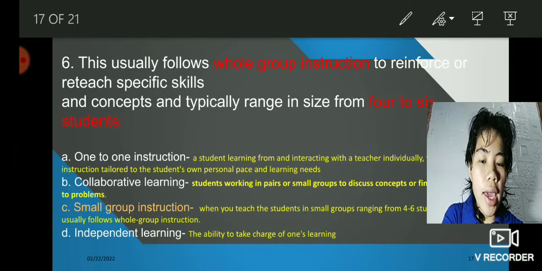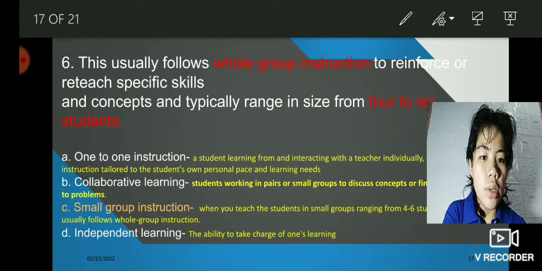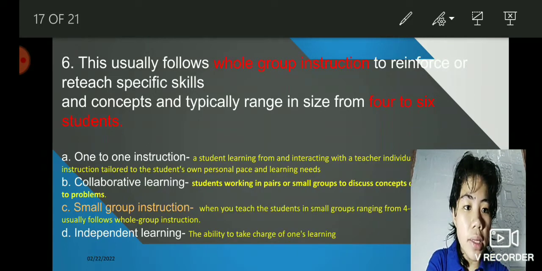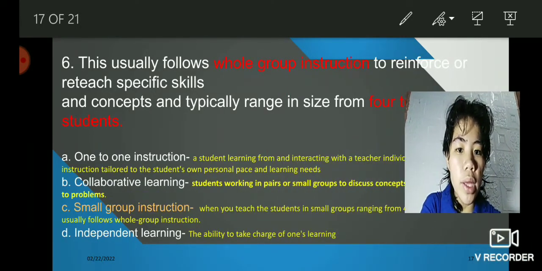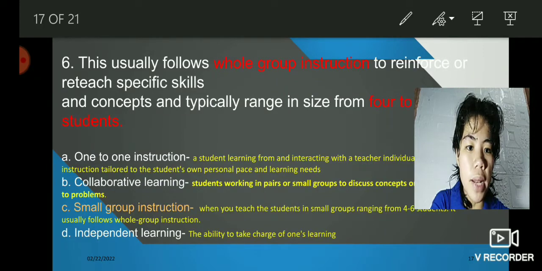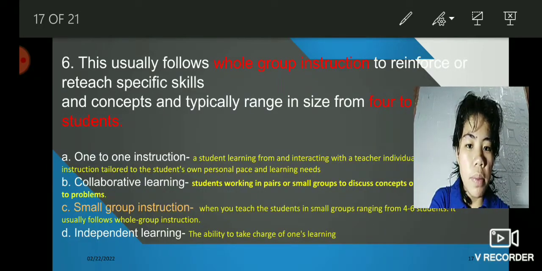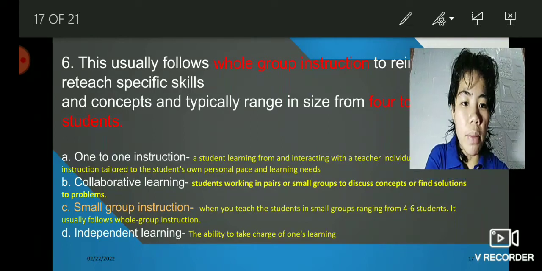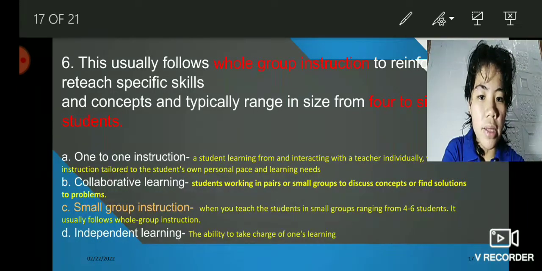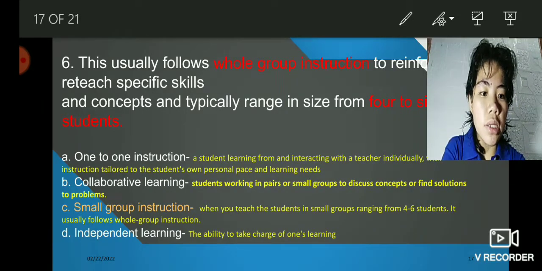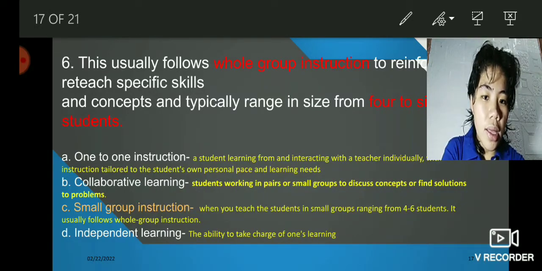Why not A? Because in one-to-one instruction, the students are learning from interacting with the teacher individually, with instruction tailored to the student's own personal pace and learning needs. While B, collaborative learning, is students working in pairs or small groups to discuss concepts or find solutions to problems. And C, small group instruction. When you teach students in a small group ranging from 4 to 6 students, it usually follows the whole group instruction. While independent learning is just the ability to take charge of one's learning. The answer here is the small group instruction.